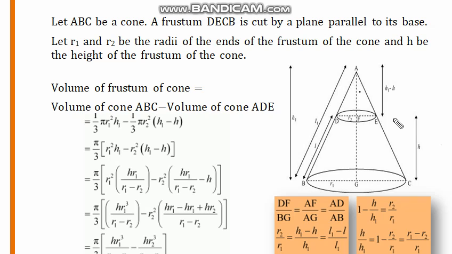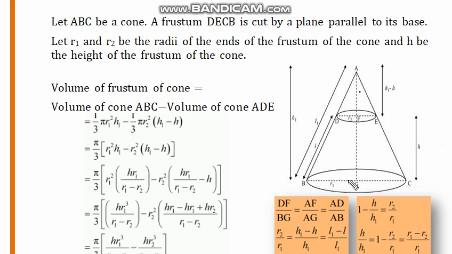Already we know that the volume of a cone is 1/3 of the volume of a cylinder. So first I am going to remove the volume of ADE from the volume of cone ABC. So first we need to find out the volume of cone ABC. Before that we should know their radii.